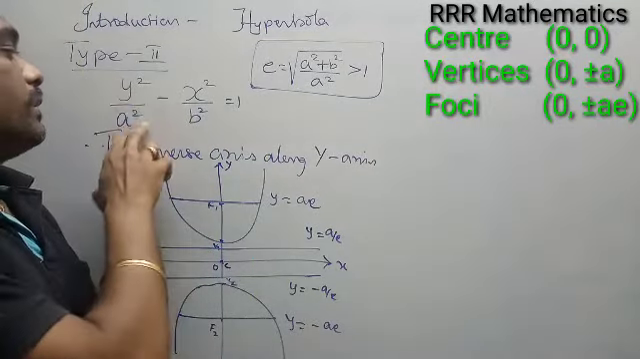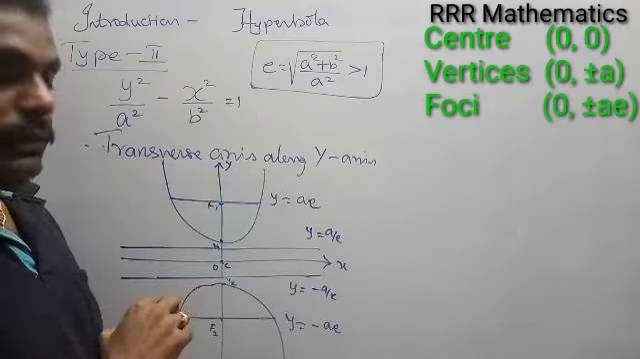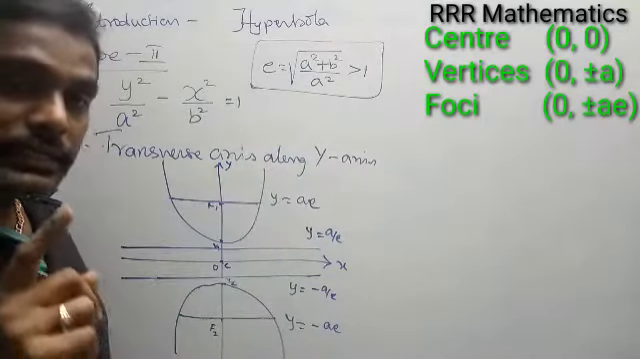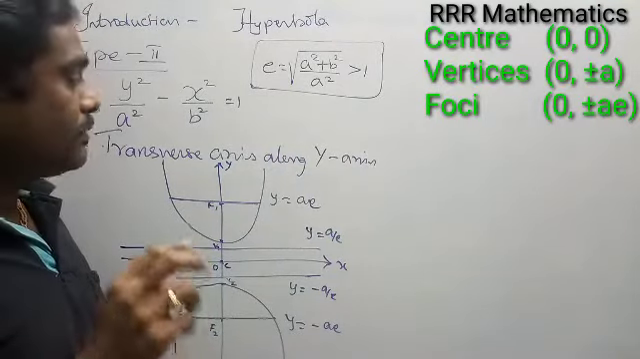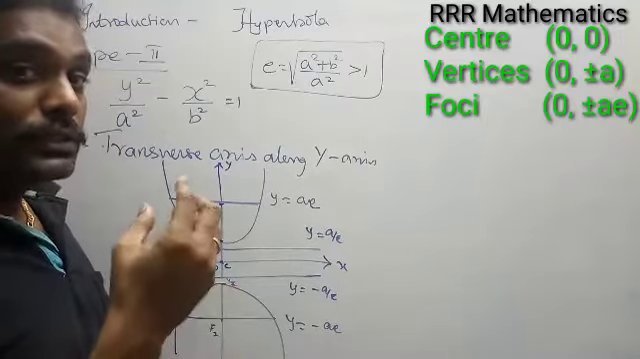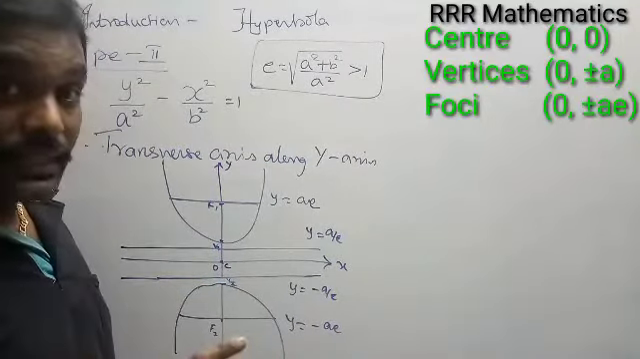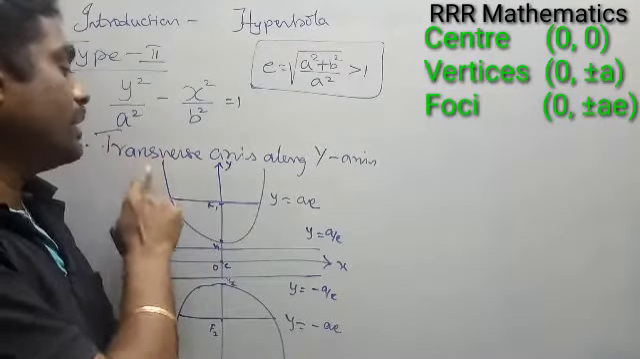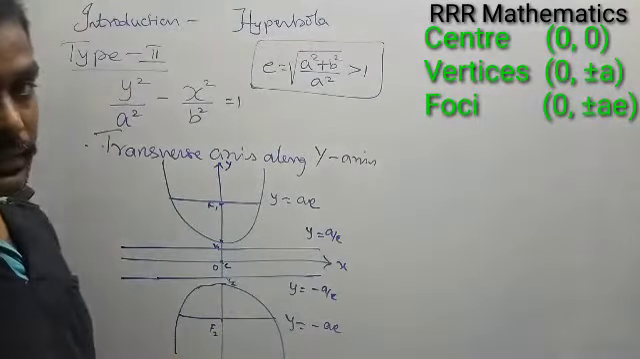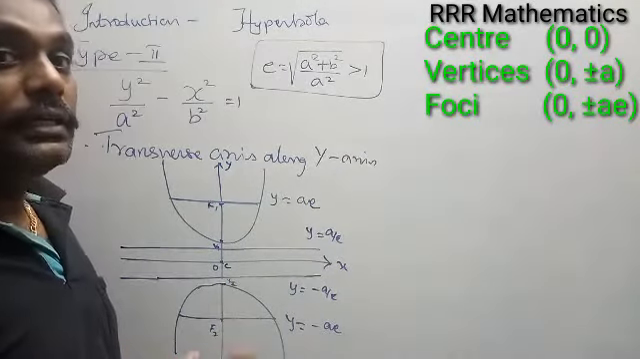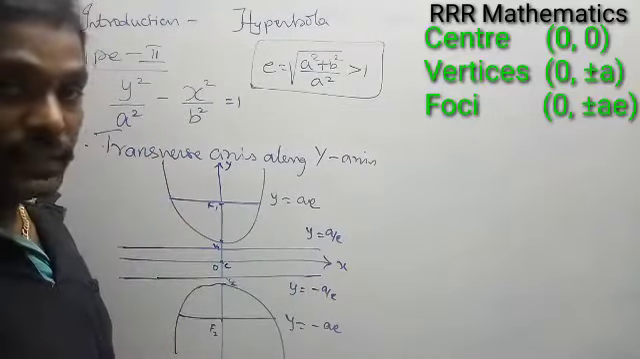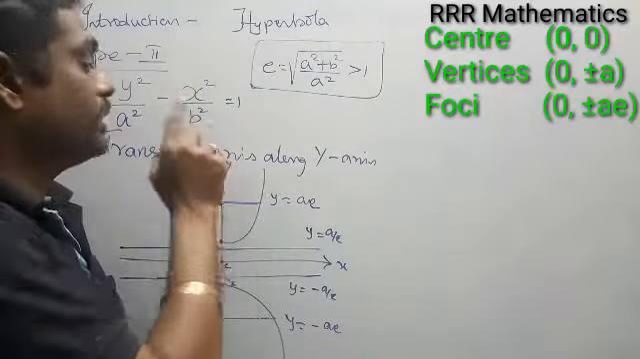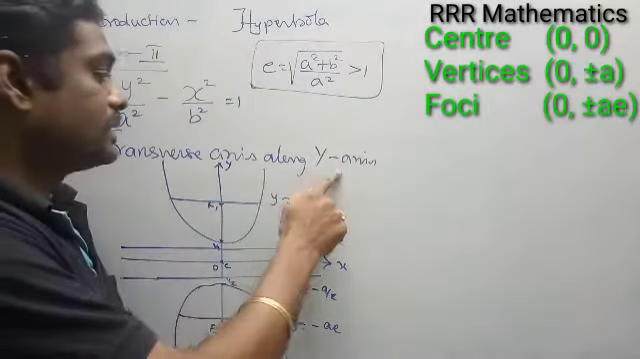Type 2, plus y square by a square minus x square by b square equal to 1. Therefore, transverse axis along y axis. In case of ellipse, we see the denominator which has the greater value, whose numerator gives the major axis. But in this case, the plus square term gives the transverse axis, plus y square by a square. There, in case of ellipse, the greater value of the denominator is a square, another one is b square. In this case, the positive square denominator is a square, the negative term denominator is b square. Transverse axis along y axis.